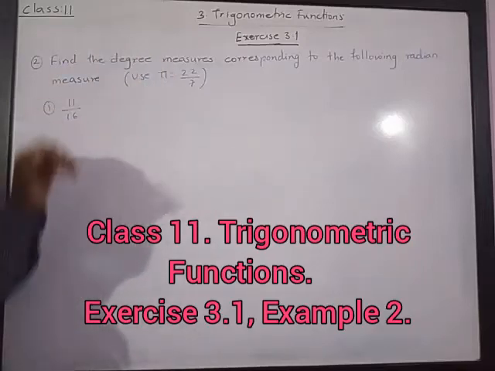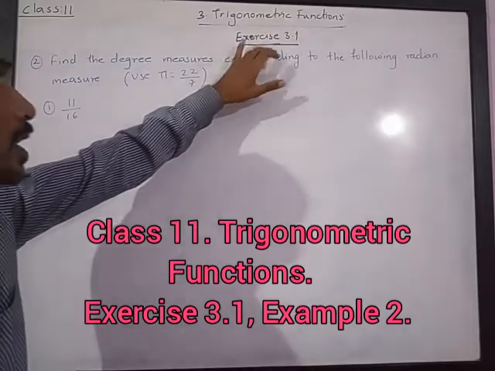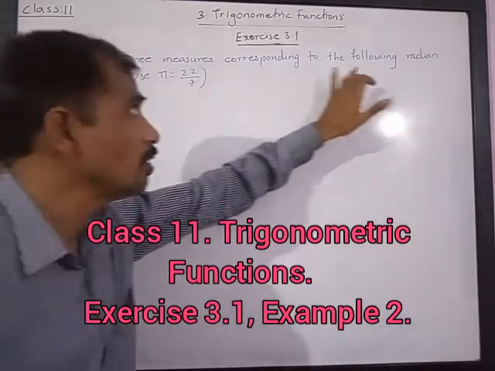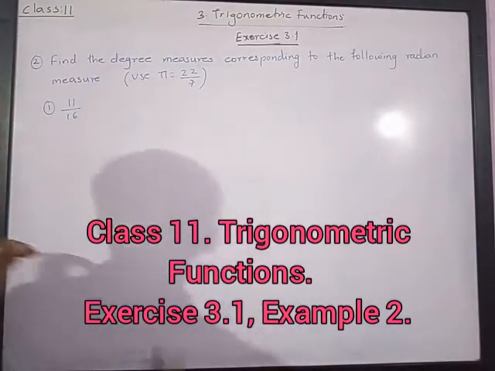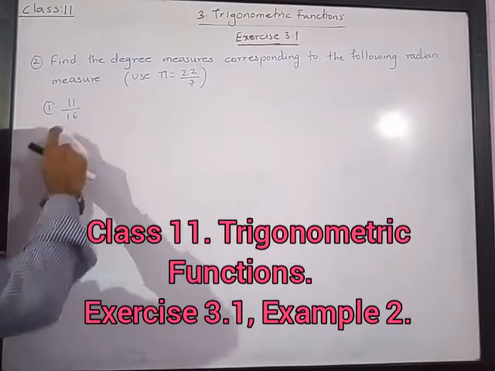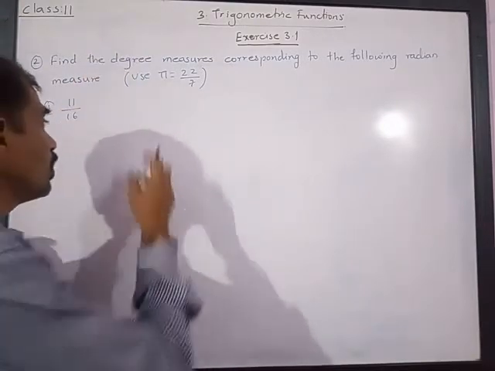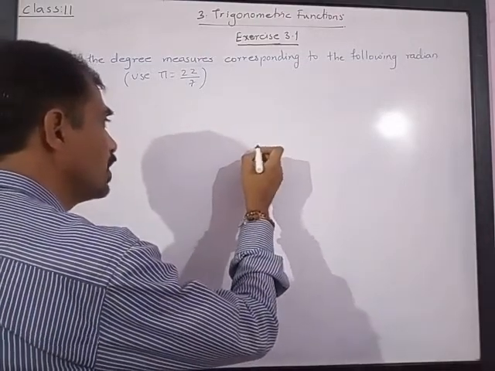Dear friends, second question from exercise 3.1 is: find the degree measure corresponding to the following radian measures. Now it means whatever is given to us is in radians, we need to convert it into degree measures. So to convert it into degree measures.